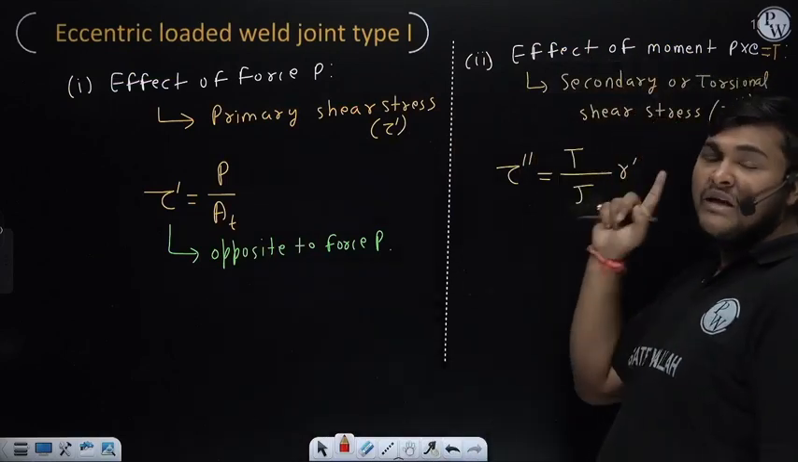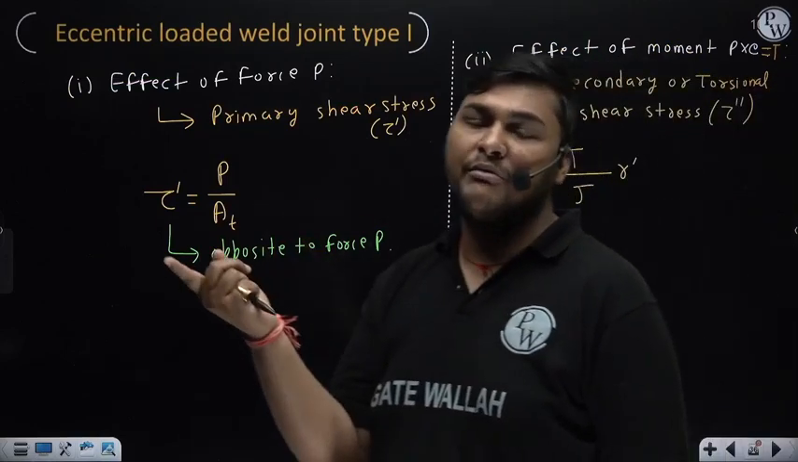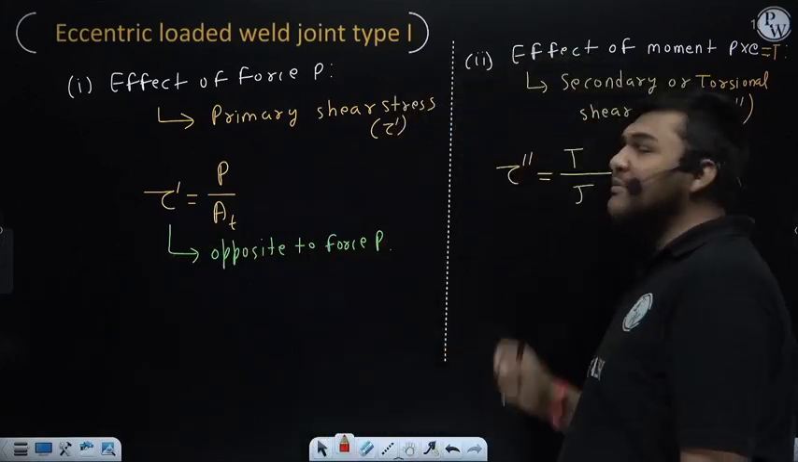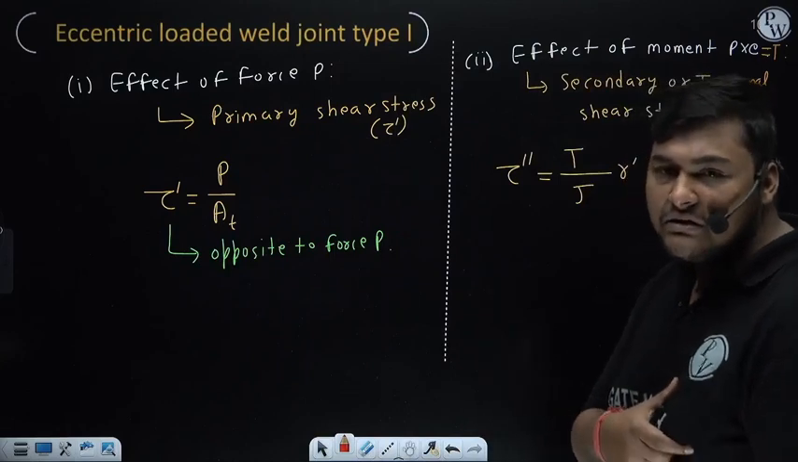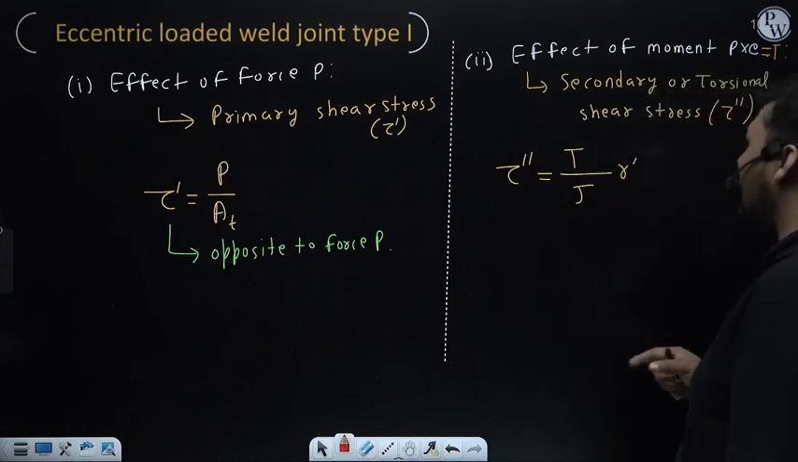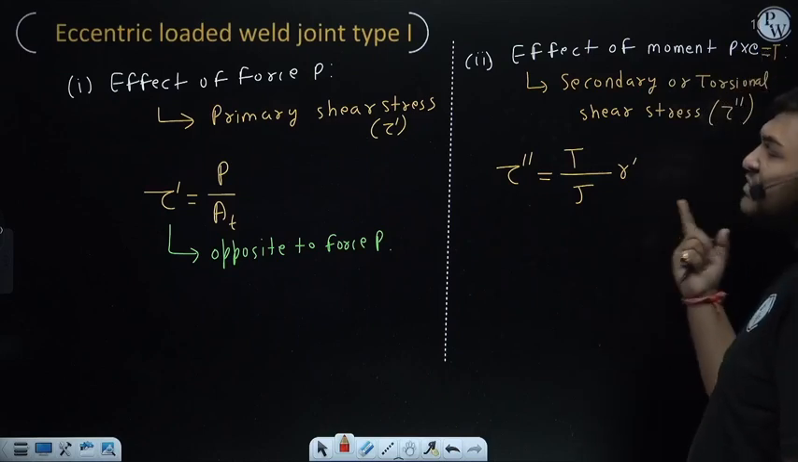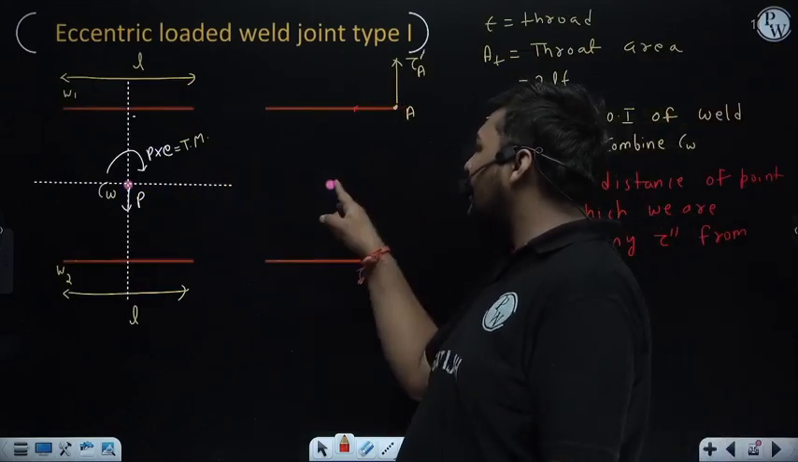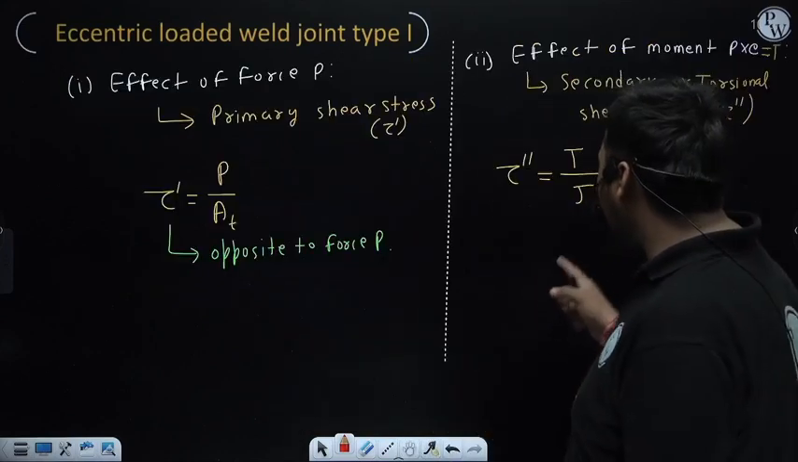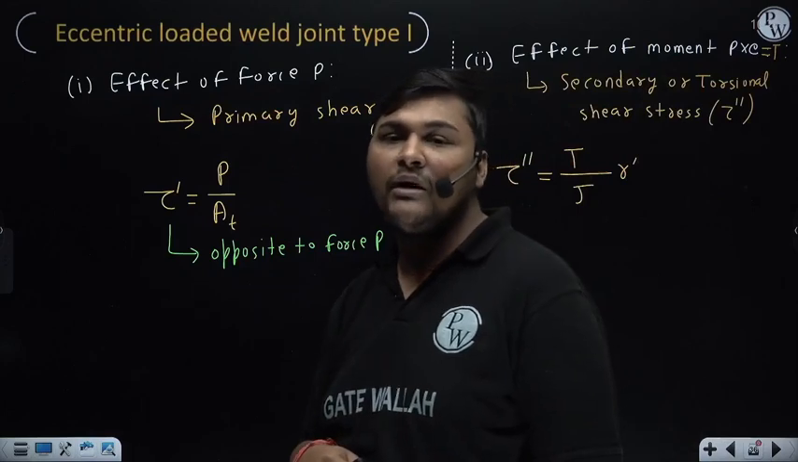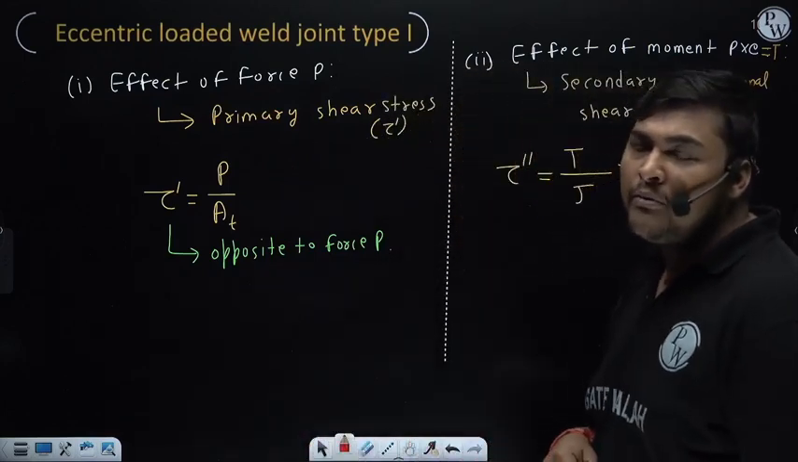If r is more, the magnitude of secondary shear stress will be more. If r is less, magnitude of secondary shear stress will be less. It will depend upon this distance r dash. So it is the magnitude of secondary shear stress. Now to use this formula, T is very easy. r dash is also easy. If you are finding stress at point A, find the distance of point A from combined centroid. But here, to use this formula, first we need to calculate J, that is polar moment of inertia of the weld. Now how to calculate polar moment of inertia?